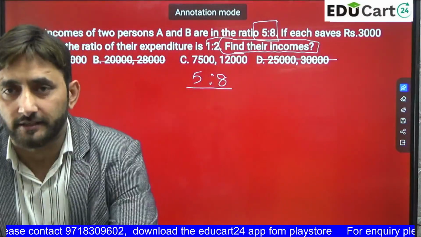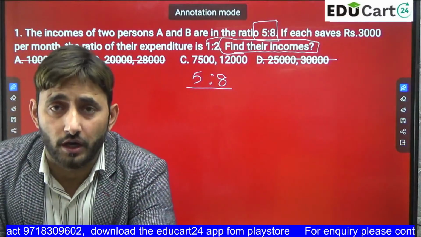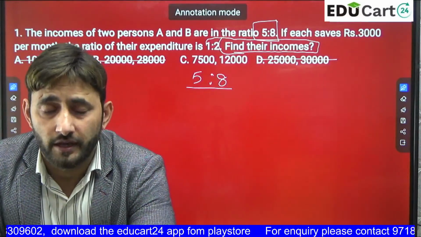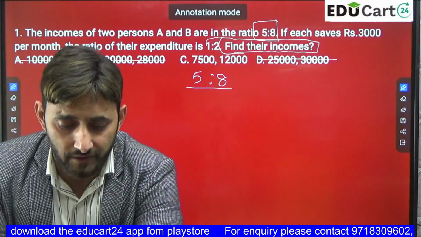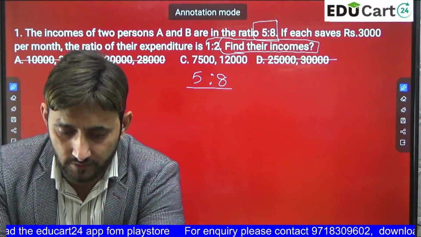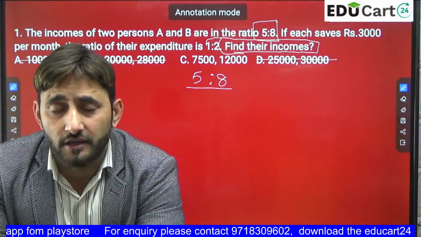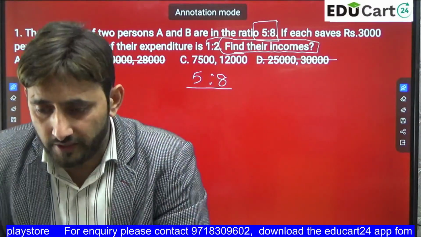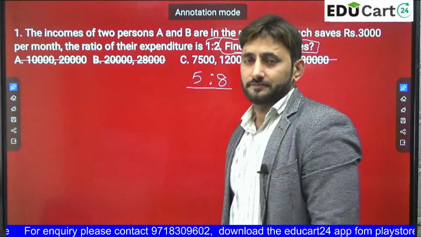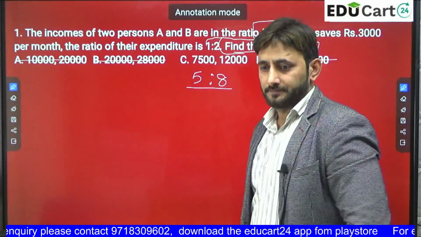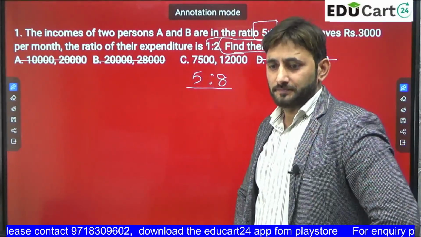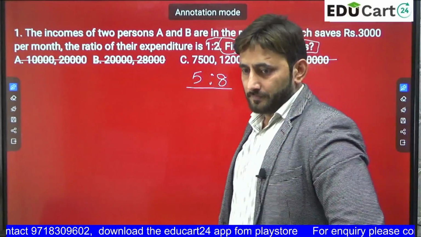Clear, my dear? The ratio of their incomes has to be in the ratio 5 is to 8. There is only one option in which the income ratio is 5 is to 8, so that will be the answer. Clear? Say yes or no. Okay, beta. Good.